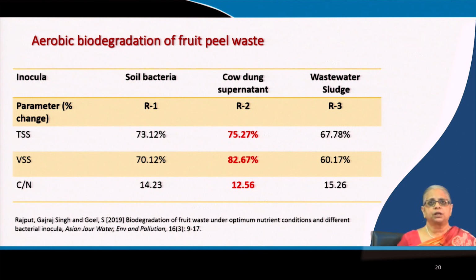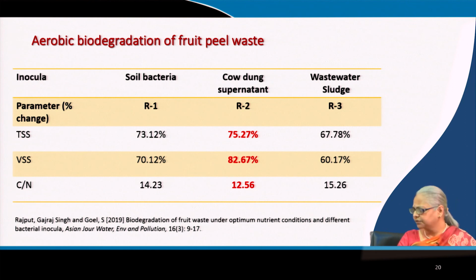In another set of experiments with fruit peel waste, there was a significant difference with different inocula. So soil bacteria gave us 70% removal in terms of VSS. Cow dung supernatant gave us 83% removal of VSS, and wastewater sludge, which is teeming with bacteria and which we thought might give good results, gave us only 60% removal of VSS. And it made a small difference to the C/N ratio as well. But what is most important in terms of the measurement was the biodegradable fraction, which is measured in terms of change in VSS.